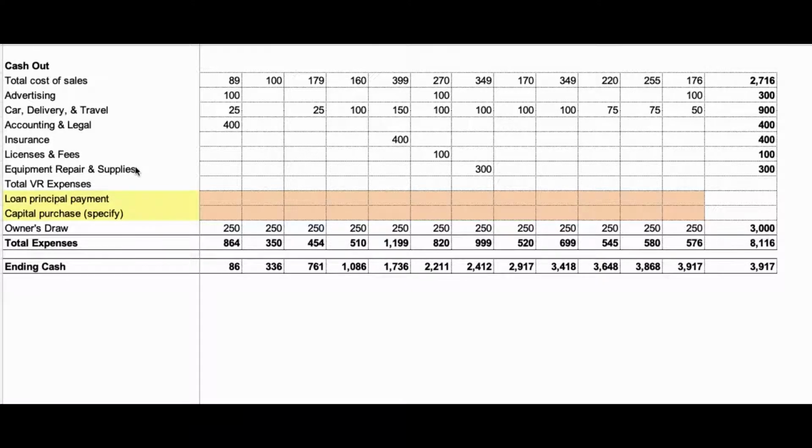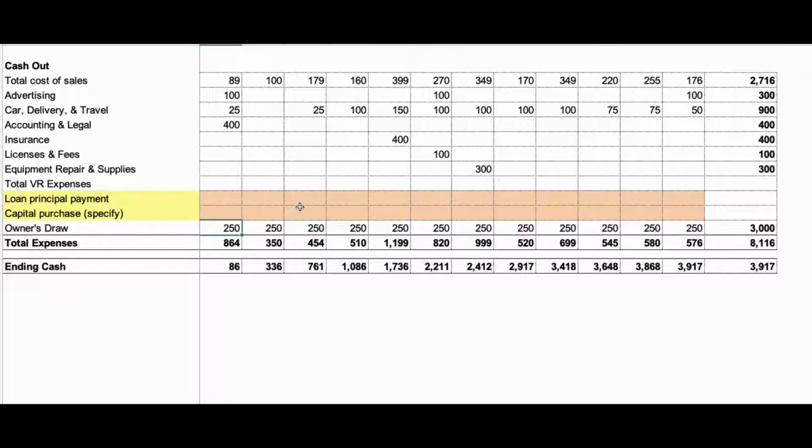One big difference in the cash out section, though, is the inclusion of Stephen's owner's draw. This is the amount that Stephen will pull out to, quote unquote, pay himself every month. Because owner's draw is not a tax deductible expense, it is not included in the P&L. You'll only find owner's draw on the cash flow spreadsheets.